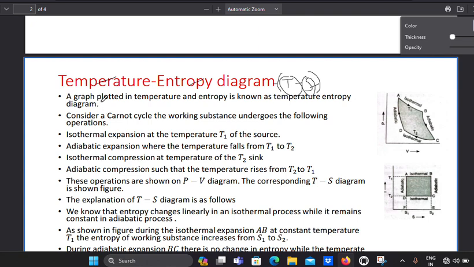Now, a graph plotted in temperature and entropy is known as a temperature entropy diagram. See here, just a graph only. If we draw the graph between the temperature and entropy, that is the temperature entropy diagram or TS diagram.